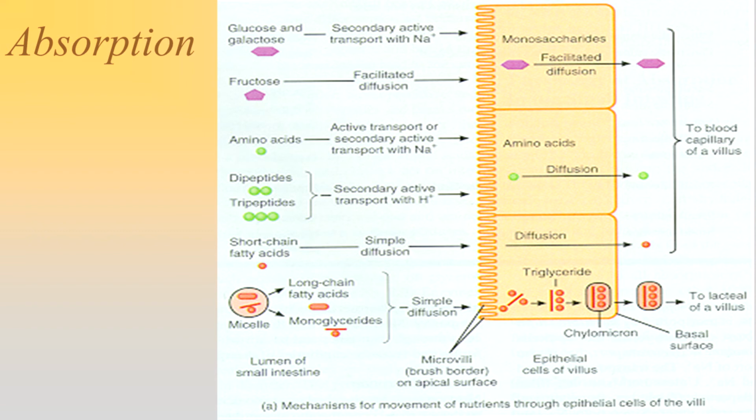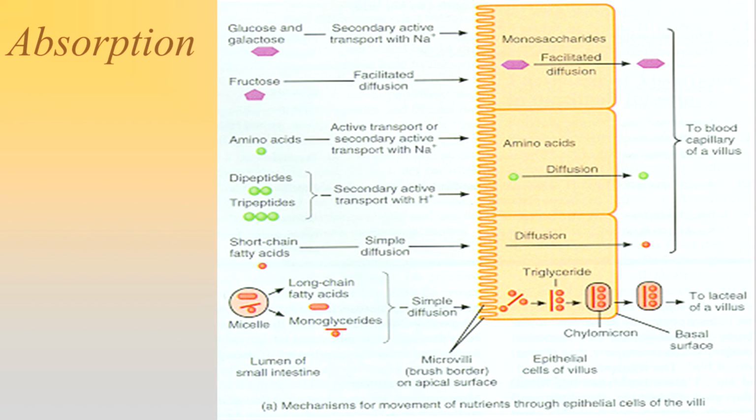The terminology you should use here is glucose and galactose cross the apical membrane by sodium symport. Now, when you say that, of course, you understand that it is secondary active transport driven by sodium moving down its electrochemical gradient. Fructose crosses the apical membrane by facilitated diffusion, and all three of the monosaccharides cross the basolateral membrane by facilitated diffusion.